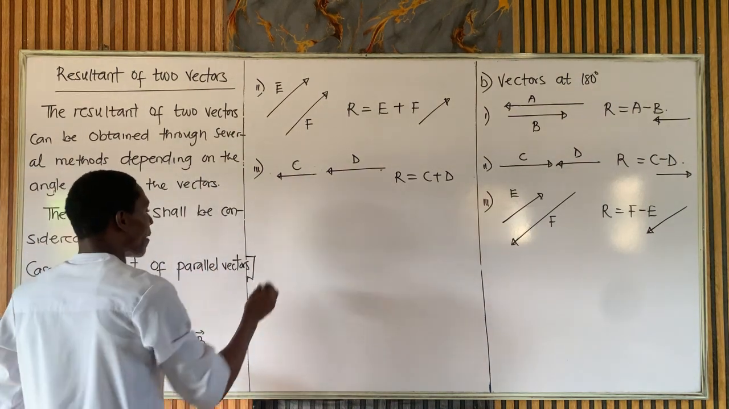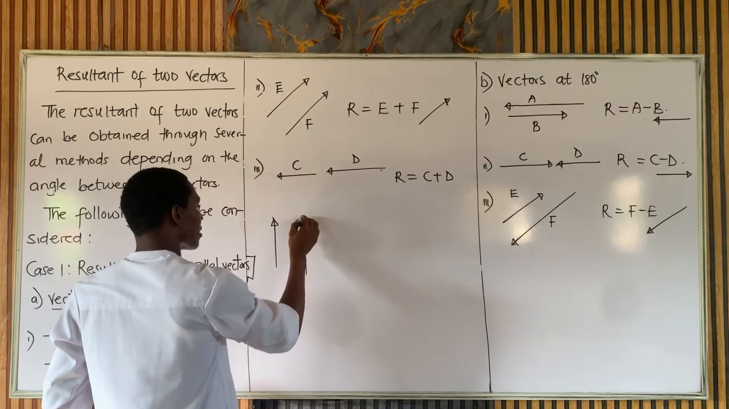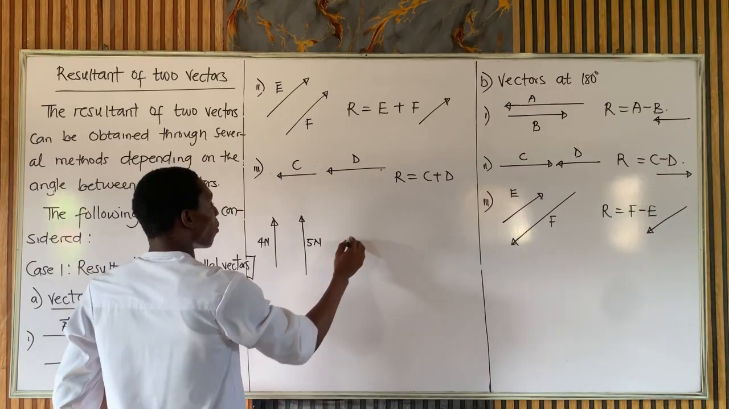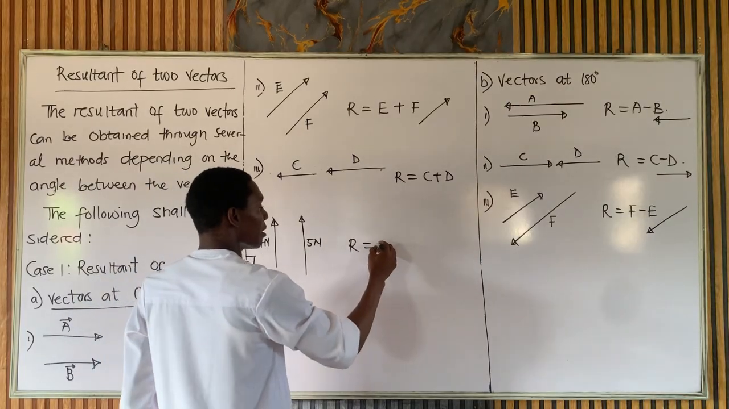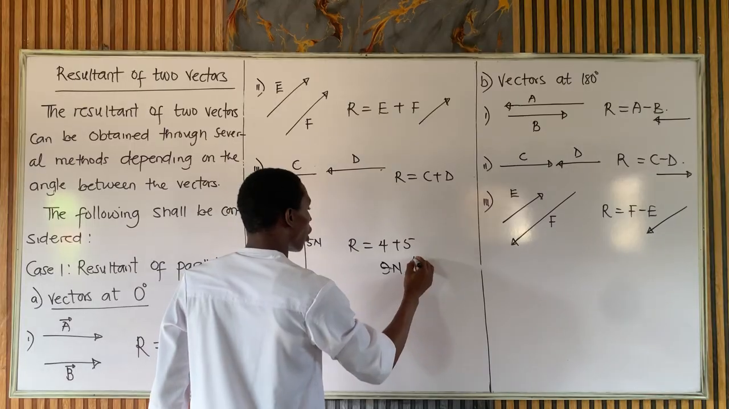So let's say, for instance, I have a vector like this, and I want a vector like this. And this is 4 Newton, and this is 5 Newton. What will be the resultant? The resultant will simply be 4 plus 5, and that's 9 Newton, pointing upward.